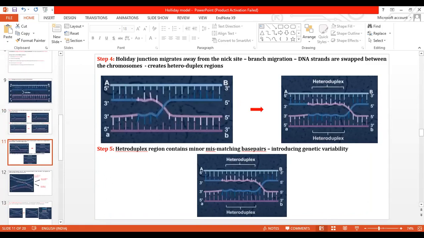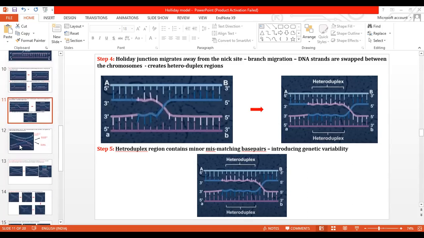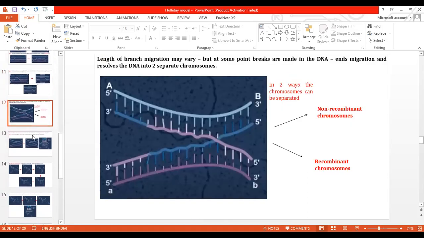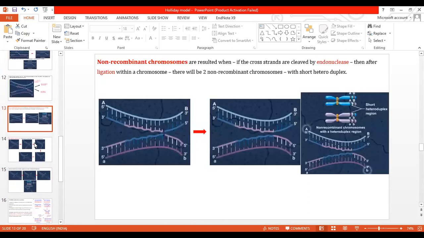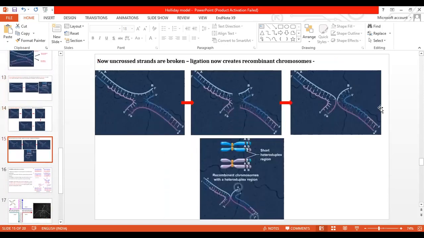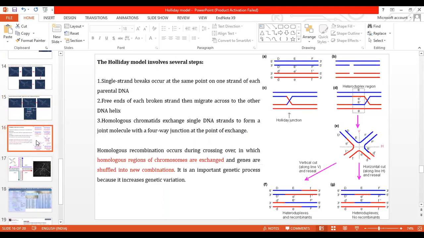Recombination in the Holliday model underpins genetic diversity and evolutionary adaptation, shaping the vibrant world of bacterial genetics. See, here I am showing a step-by-step event leading to the Holliday junction formation, branch migration, and then how the repair is done.